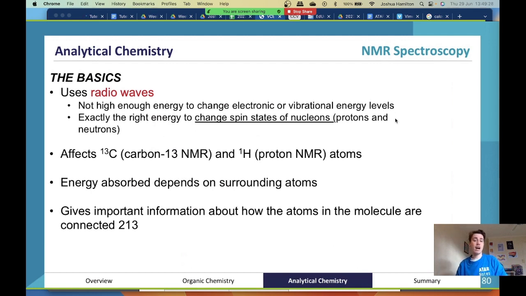Now, this affects carbon-13 and hydrogen-1. These are the two things that it affects, and we're going to discuss this in a second. The energy absorbed depends on the surrounding atoms, which gives important information about how molecules are connected. You know, it's like 2, 3, 1, 1, 2, 3, whatever it is.